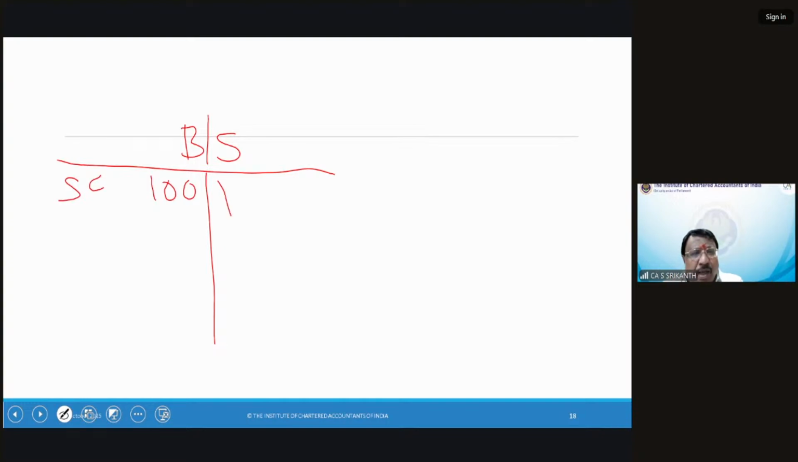100 rupees share capital. 100 rupees fixed asset. Very simplistic. So the company starts by investing 100 rupees. That 100 rupees is used to buy 100 rupees of fixed assets. Now, the beauty of this company is that every year it makes money.